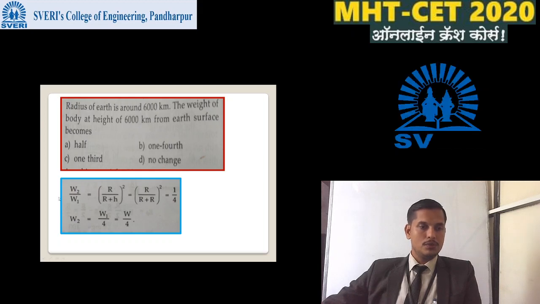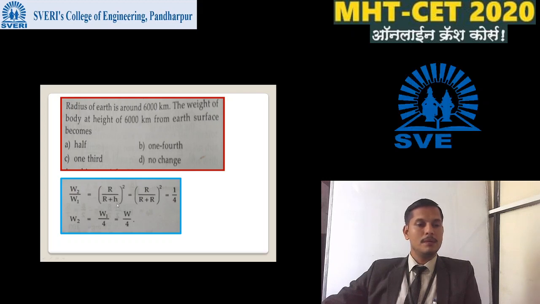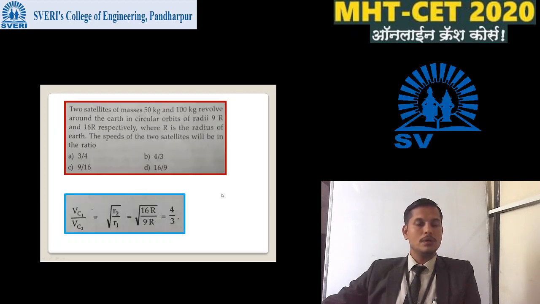So for that we have to take the ratio, that is W2 by W1 which is equal to R divided by R plus H, its square. But the value of H is nothing but same as that of radius of earth, so it becomes R divided by R plus R, its square, which is equal to 1/4. So if we just shift the things, we get W2 is equal to W1 by 4, or simply it is 1/4, and we get the answer. So we go to the next one.